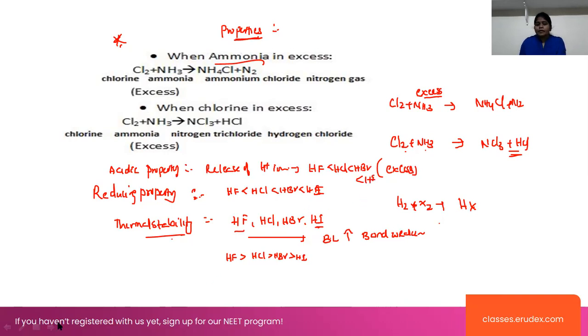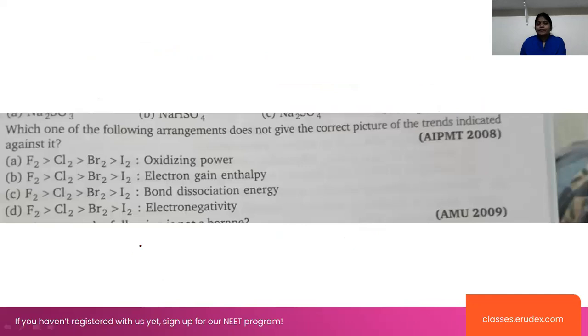Okay. Now we will do the questions based on this. Which one of the following arrangements does not give the correct picture of the trends indicated against it? In the case of oxidizing power, oxidizing power means gain of electrons. That will be more for fluorine, next chlorine, next bromine and iodine. Yes, so this is correct here.